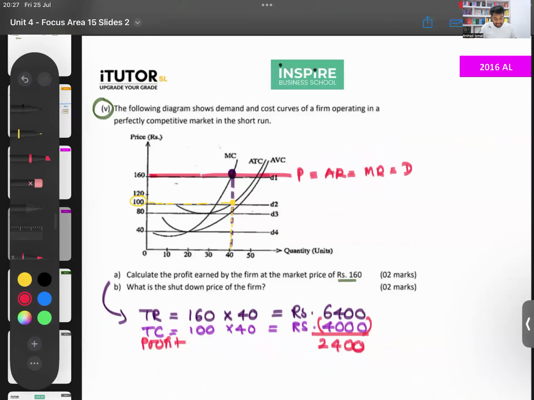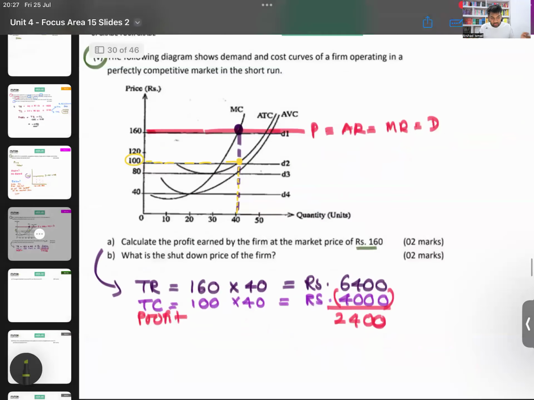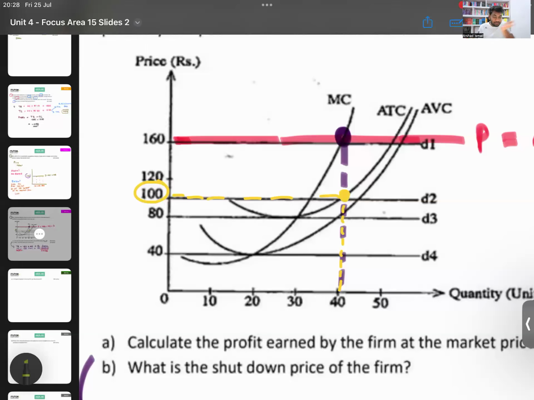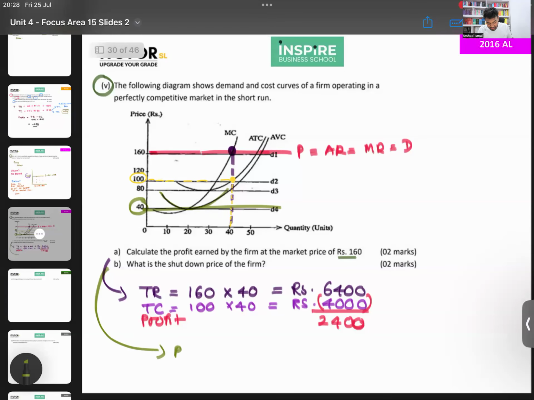Then part B is asking, what is the shutdown price of this firm? What is the minimum AVC price? Look at the AVC curve and see where the bottom of the AVC aligns. Because the firm is producing 40 units, you have to find the total cost at 40. This is the AVC curve. The bottom is this, right? At 40. So shutdown price is rupees 40.